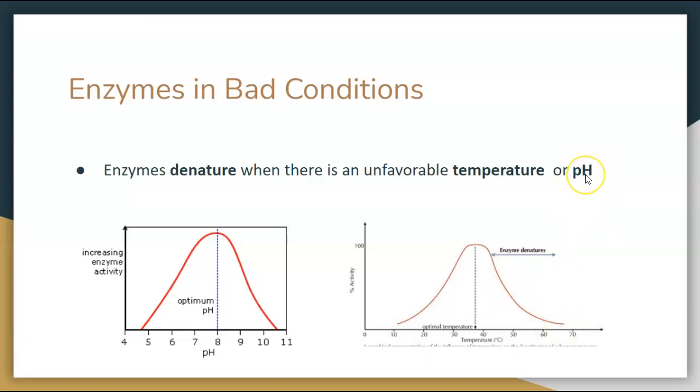And the same thing can be said for pH. Remember that pH is how acidic a substance is. The lower the pH, the more acidic. The higher the pH, the more basic it is. But enzymes also have an optimum or ideal pH that they work in. And if they go too far acidic or too far basic, you're going to have the same problem where the enzyme is going to denature and you're going to lose enzyme activity.